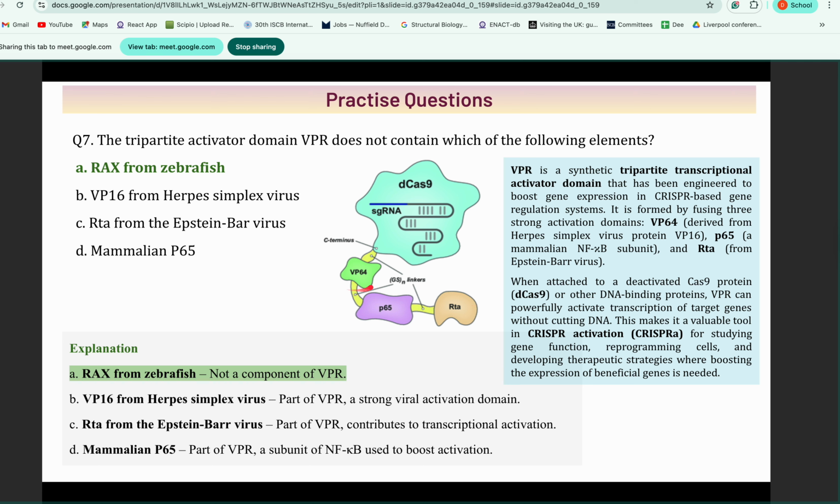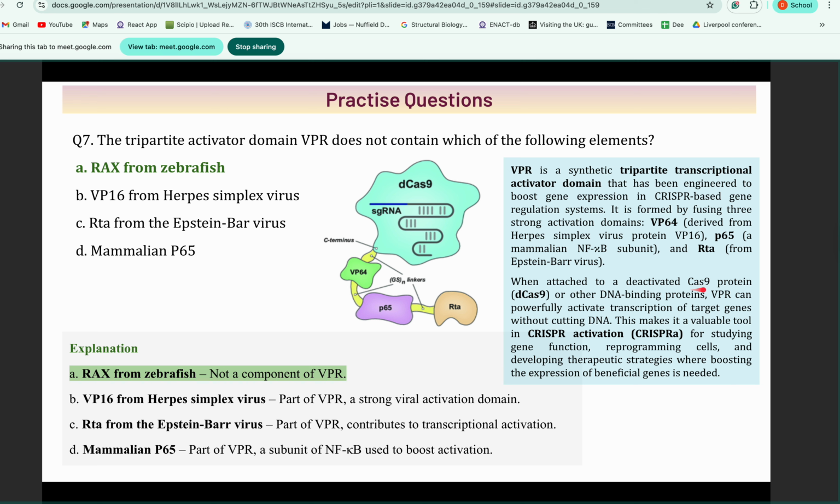First one is VP64, which is derived from the herpes simplex virus. VP64 is derived from VP16, the herpes simplex virus protein, and from that protein, this is the domain. Then comes P65, which is a mammalian NF kappa B subunit. And then there is RTA, which is from the Epstein-Barr virus. These are the tripartite activator domains which make up the VPR domain.